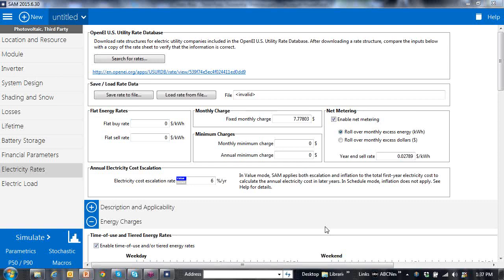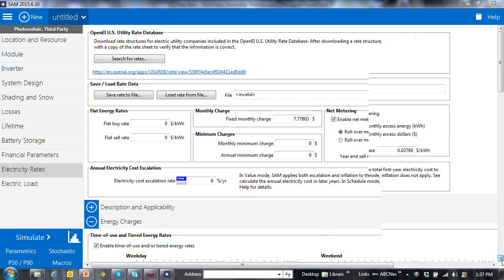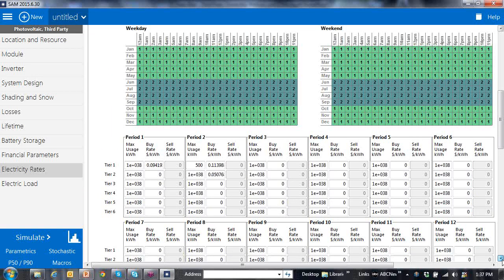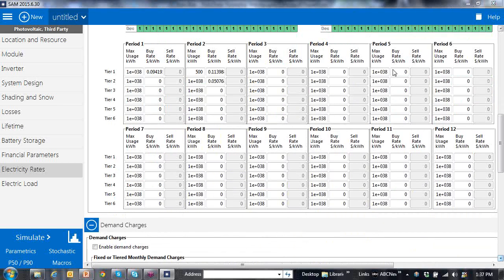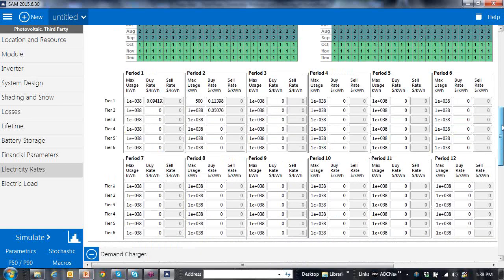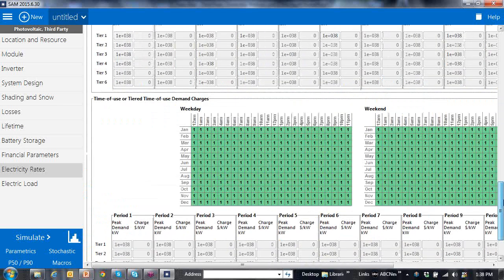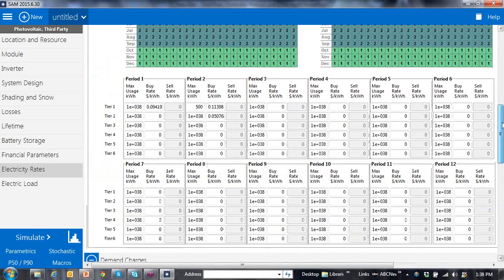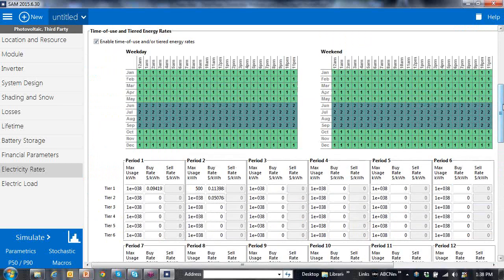But Nate, if you could scroll down to the energy charges section there, I think you used the term rollover in the context of tiers. So you can have up to, as you can see, you can specify 12 different periods. So those would be time of use periods. And then, yeah, Nate, if you could just stay there where the energy, yeah, right there's good. And then for each period, you've got up to 6 tiers.